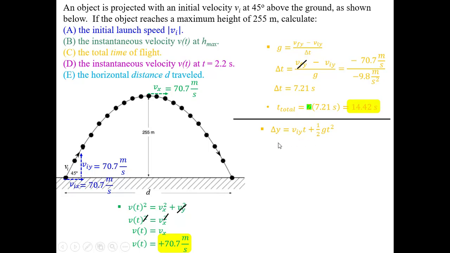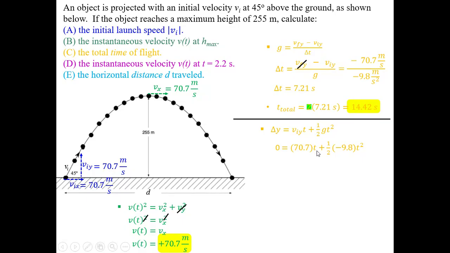All right, and then from here, I can just set this up, right? Well, what's my displacement for the whole motion? It started on the ground, it went up, but then it also came back to the ground. So delta y here is equal to 0. What's my viy, right? It's 70.7. We already found that on the diagram earlier. viy is 70.7.